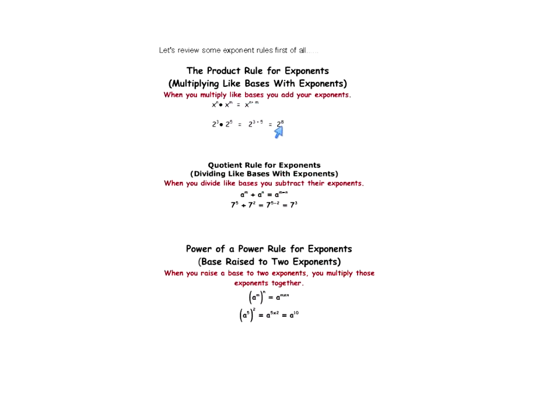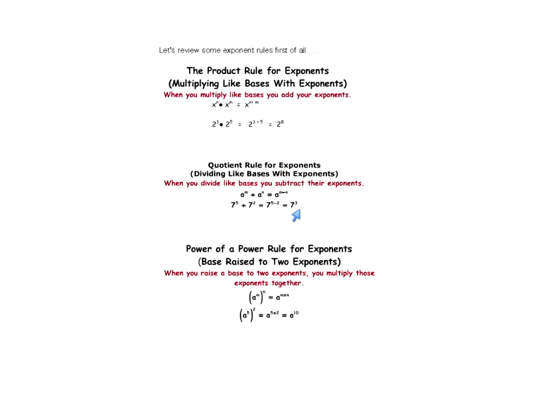Okay, that's the product rule for multiplying powers with the same base. Then we have the quotient rule. So when we divide powers with the same base, for instance 7 to the power of 5 divided by 7 to the power of 2, we subtract the exponents. So it becomes 7 to the 5 minus 2, or 7 to the 3. Okay, so that's the quotient rule.